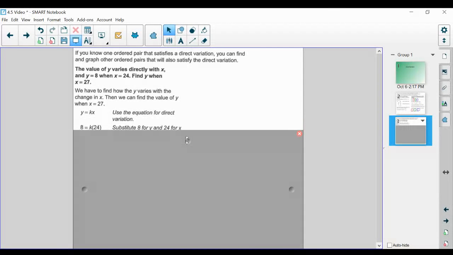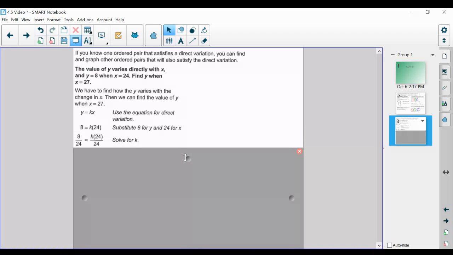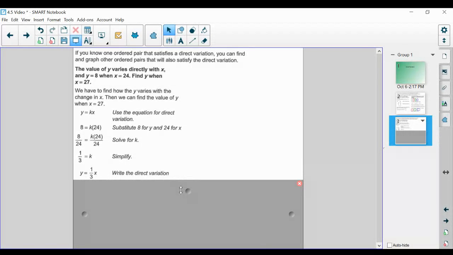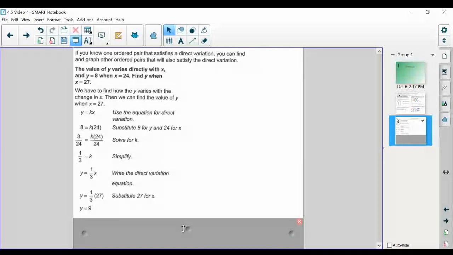So we're going to use the equation for direct variation and substitute in our values. We know y is equal to 8. We know x is equal to 24. So now we're going to solve for k by dividing by 24 on both sides and then simplify. When we simplify, we get k is equal to 1/3. So now we're going to write the direct variation equation. We have y is equal to 1/3 x. Right, y is equal to 1/3 of whatever x is. And now we're going to substitute in the values that we know to find that y is equal to 9.